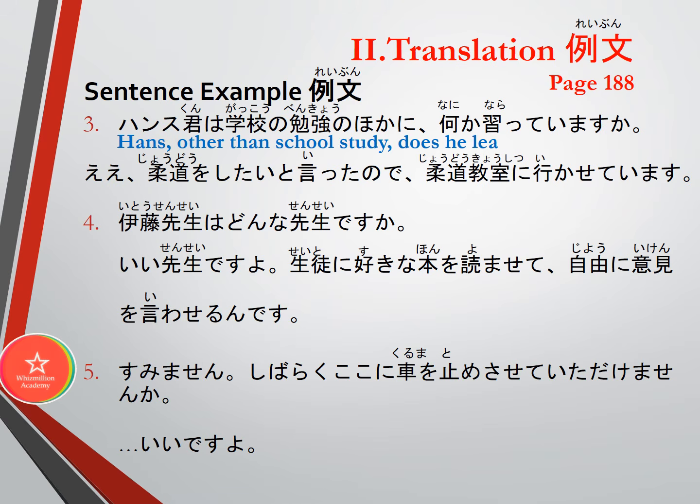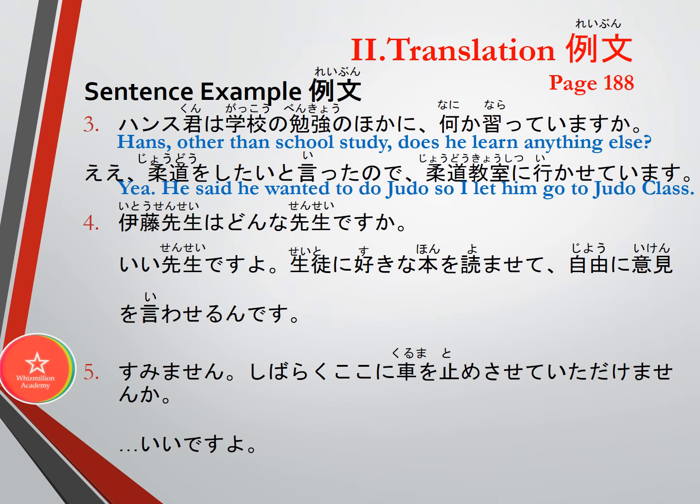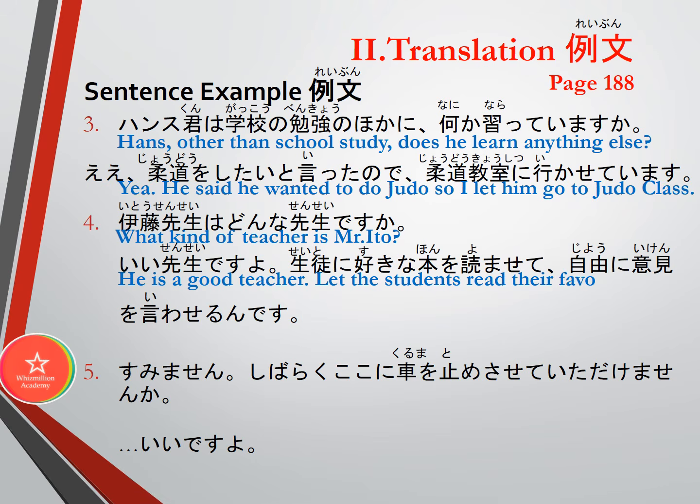ハンス君は学校の勉強の他に何か習っていますか？Hans, other than school study, does he learn anything else? 柔道をしたいと言ったので柔道教室に行かせています。Yeah, he said he wanted to do judo, so I let him go to judo class. 伊藤先生はどんな先生ですか？What kind of teacher is Mr. Ito? いい先生ですよ。生徒に好きな本を読ませて自由に意見を言わせるんです。He's a good teacher.